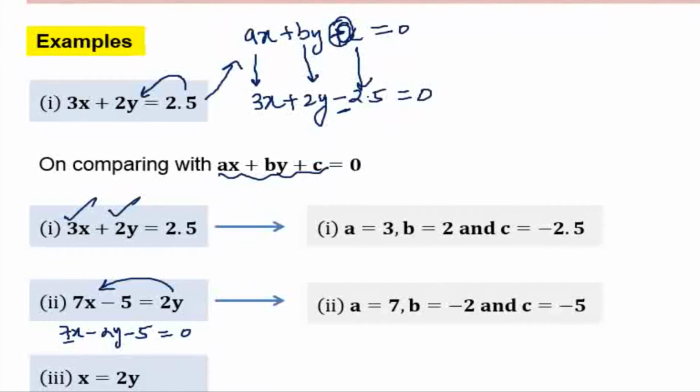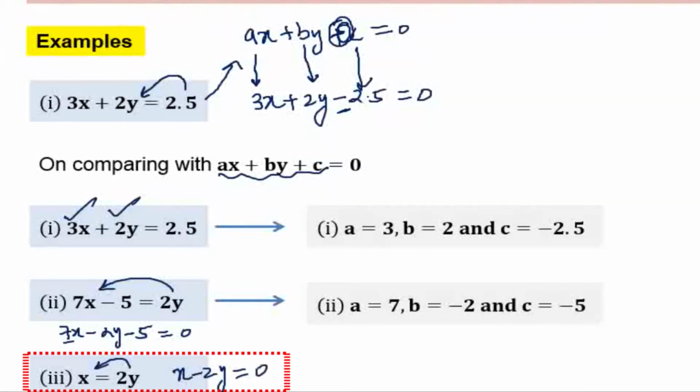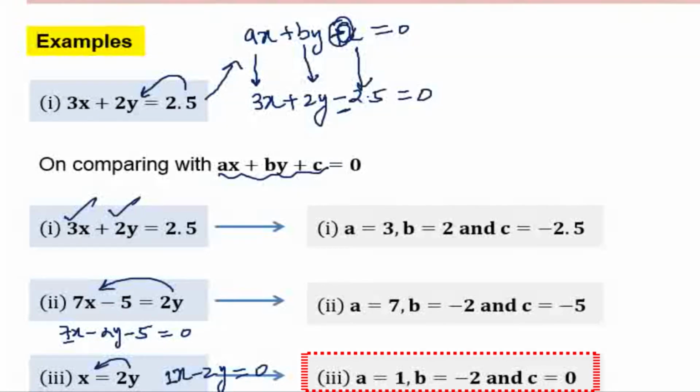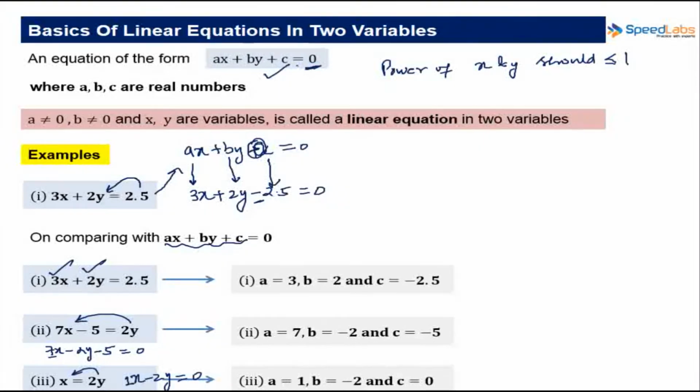Similarly, if you look at one more example, x is equal to 2y, transfer this 2y to the left hand side, so the equation will be x minus 2y is equal to 0. So how much is c here? There is no constant term present here. So c will be 0 in this case. What will a be? a will be 1, because the coefficient of x is 1. What is the coefficient of y? It is minus 2, so b will be minus 2. So comparing with the standard form, a comes out to be 1, b comes out to be minus 2 and c is 0. As you can see, there is no constant term present in this equation.